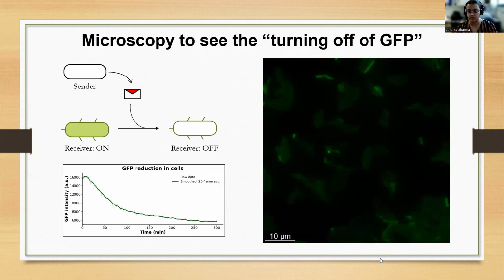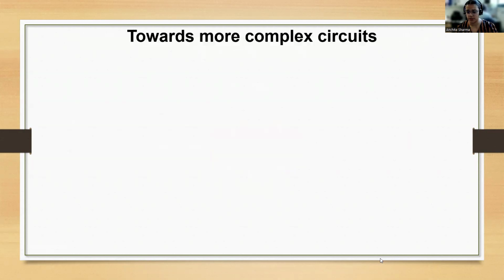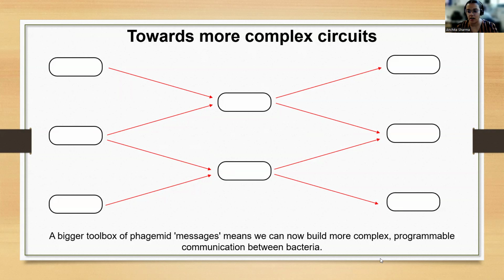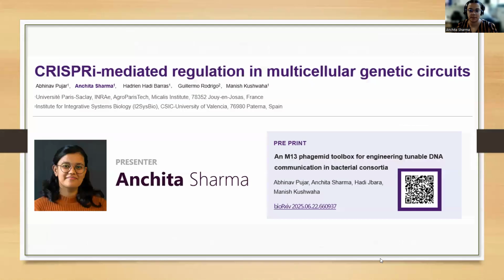The takeaway of this presentation: swapping one small genetic part, the origin, gives us a whole family of senders with tunable output, and we have a functional readout to confirm delivery. That's the foundation for building more complex, multi-signal communication channels between engineered bacterial populations.